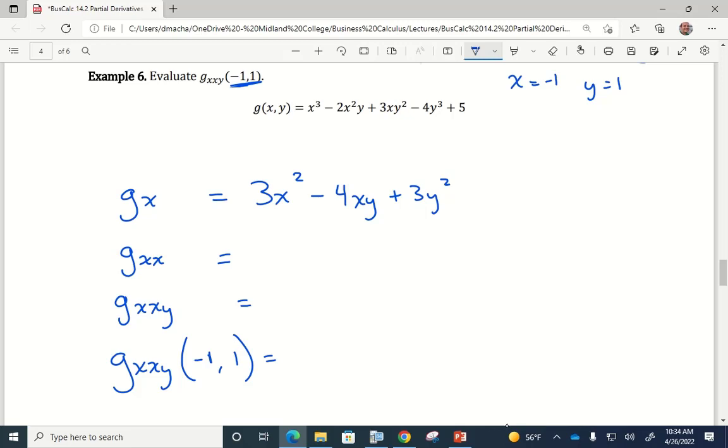Now I need to take the derivative of that with respect to x. That will become 6x minus 4y. That last term would be considered a constant. Then I need to take the derivative with respect to y here, which was going to be negative 4. And it turns out that that's negative 4 regardless of what x and y are, because it's no longer a function of x and y. So it turns out that that third derivative ended up being a constant function.